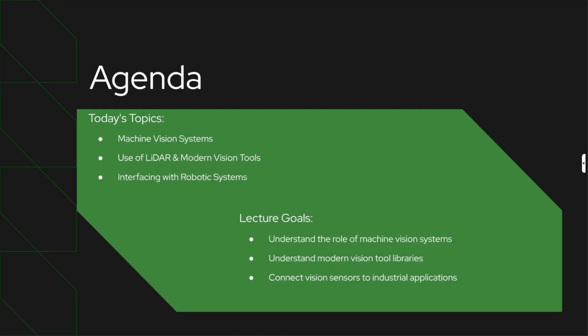This is our agenda for today, so this is the plan. This video is broken up into two sections again. So the goal is you're going to be understanding how machine vision systems work, how we use LiDARs in combination with these vision sensors, and looking at these modern vision tools, and understanding how we are using them in robotic systems. So these are the goals for you guys today. I want you to understand the role of machine vision systems, understand how we use modern vision libraries, and then connecting everything all together.